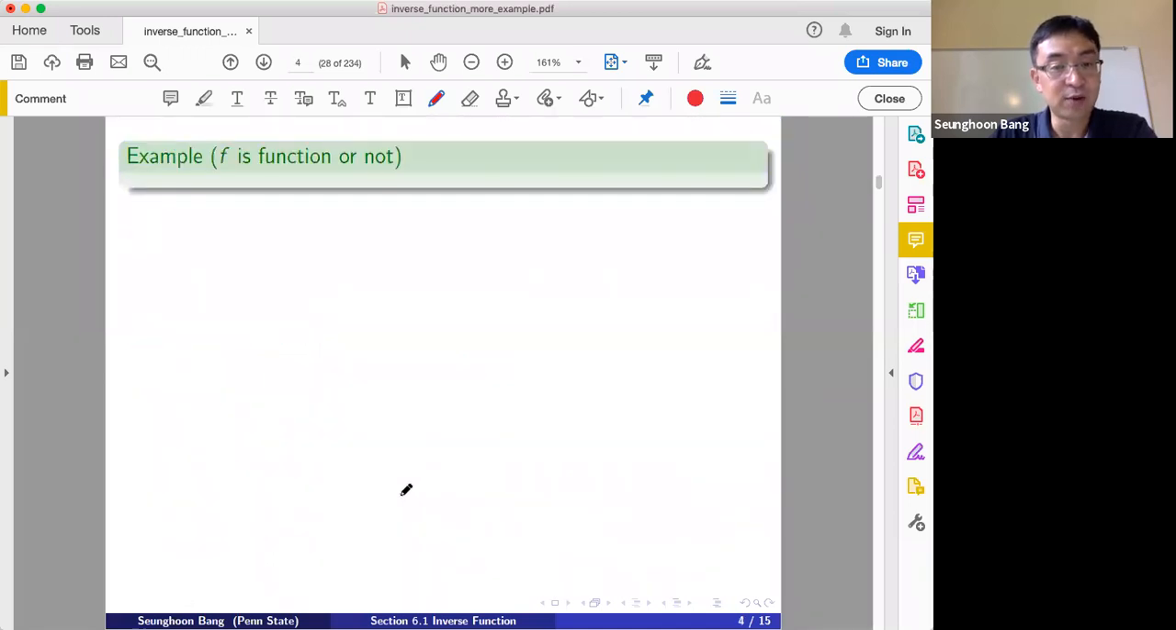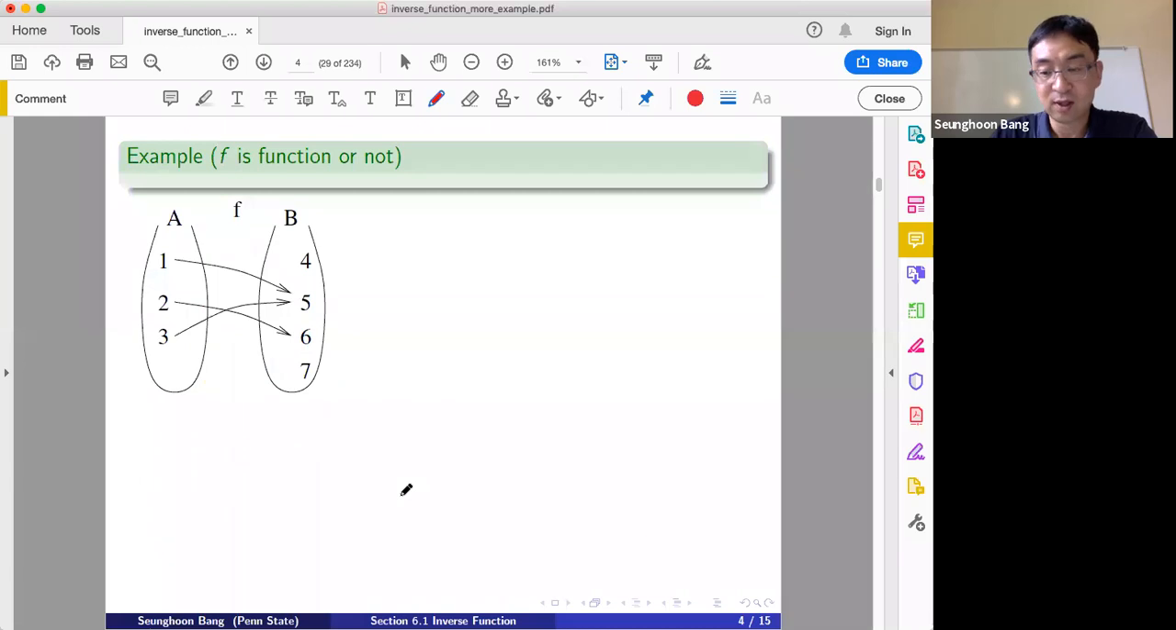Now you can check whether this is a function. What do you think? If this is a function, could you write yes? If this is not a function, could you write no? Could you write your answer on the chatting board, please? Okay, yeah, good. The participation is good.